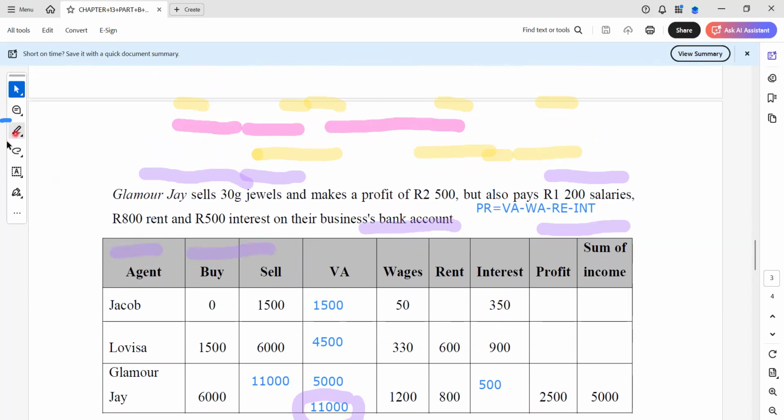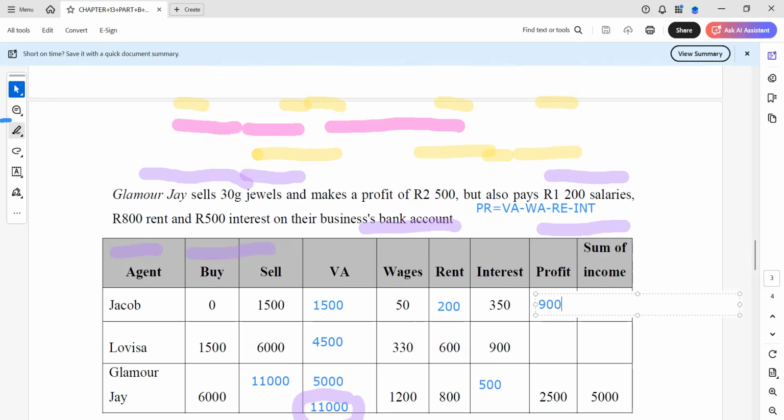So 200 rand for rent for Jacob. He also pays 200 rand for rent, and also he pays 350 for interest. So to calculate the profit for Jacob, you say the value which is added, which is 1,500. Then you're going to subtract your wages, your rent, and your interest to get the profit, right? So what do you get for the profit, guys? It's 900, right?